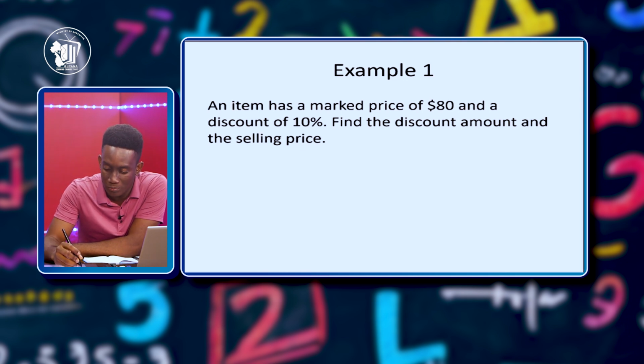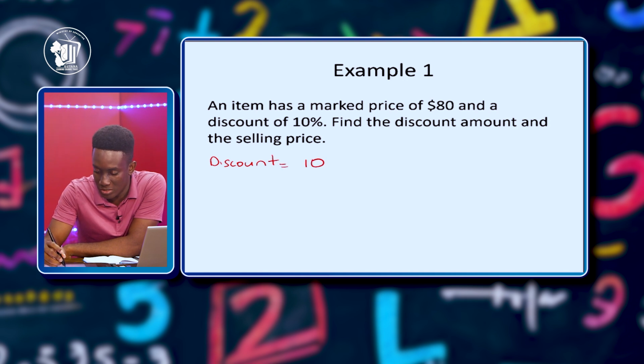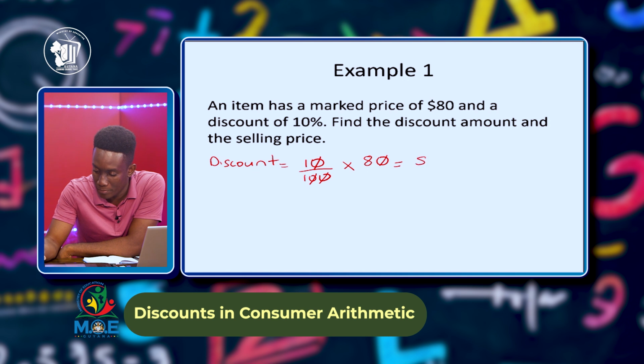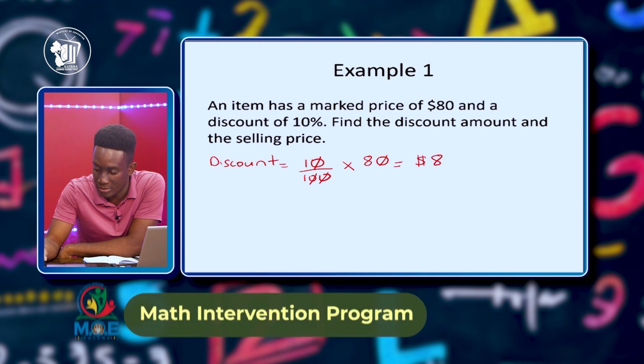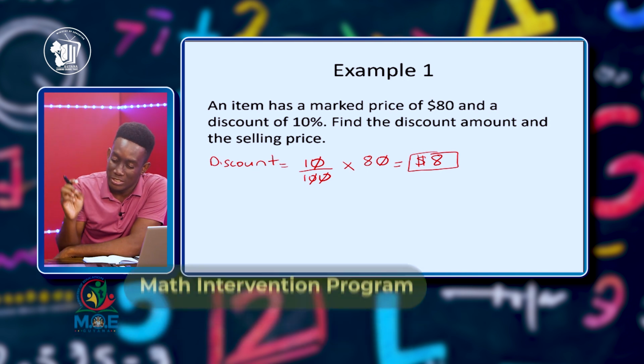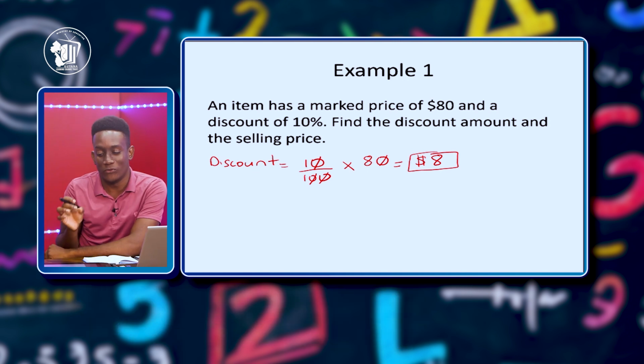So we see the discount would be 10%, which is 10 over 100, percentage always out of 100, multiplied by the marked price, which is 80. So we do some cancelling out. This 0 cancels out with that 0. This 0 cancels out with that 0. So the discount would be $8. That would be the discount after you take out the 10%.